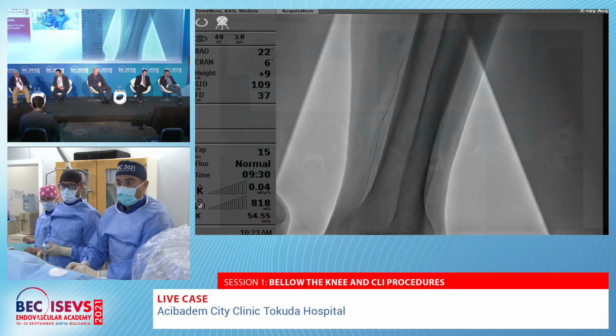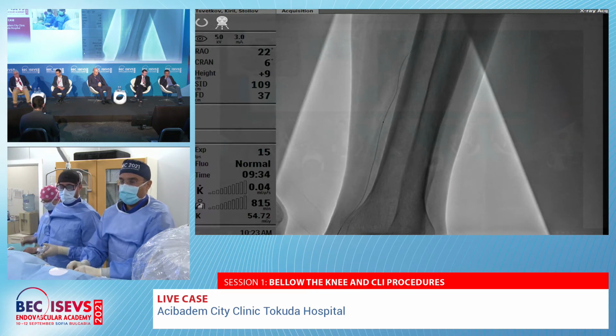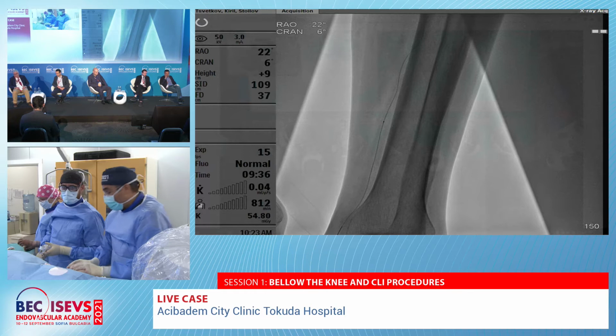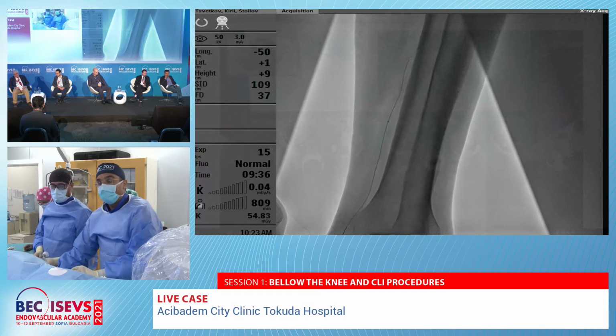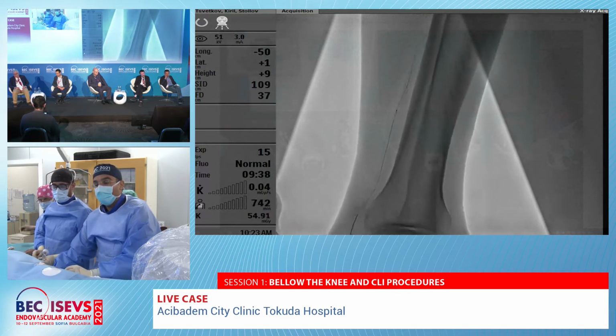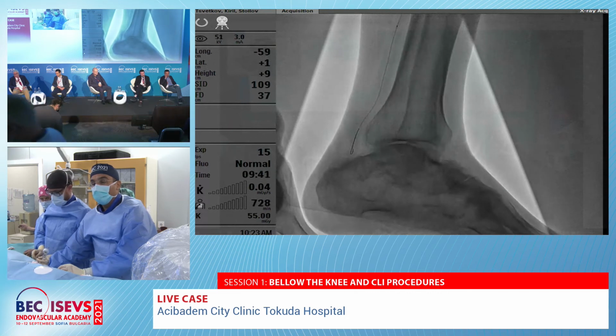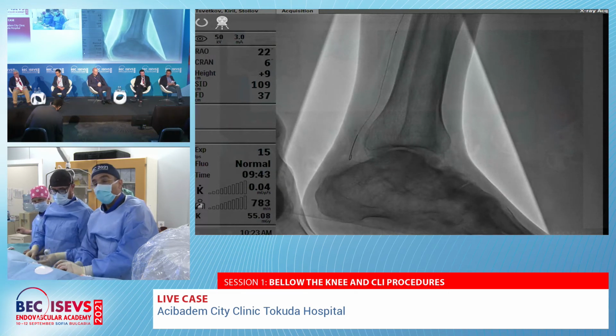Do you want to make a small inflation here just to open? Yes, let me try to go as distally as possible. The guide wire is going a little bit out. Okay, put the guide wire inside. Okay. And now let's do the first. Okay, let's see. Well, it's kind of difficult. Okay, go back. Here you are.